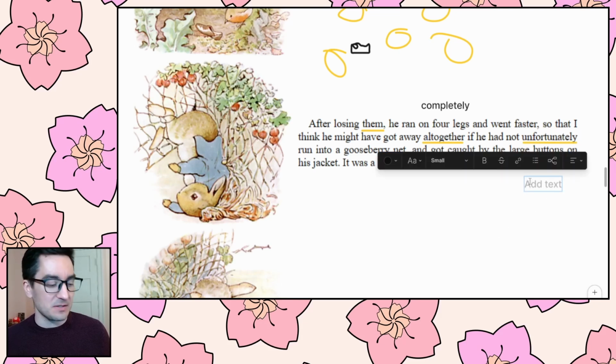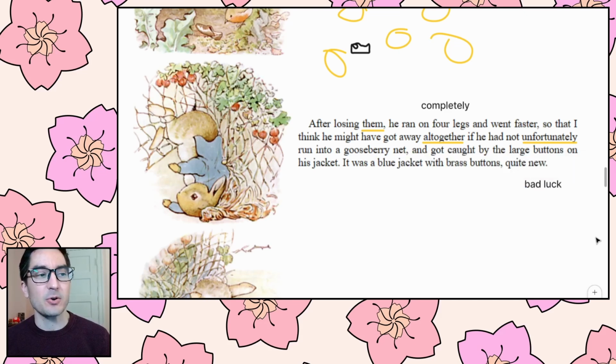Unfortunately means bad luck. So you can use this word when something is just not lucky. He was running, he was getting away, but then poof, he ran into a gooseberry net. So gooseberries are these fruits. It's a kind of berry. And at a farm, they grow them on a net like this.